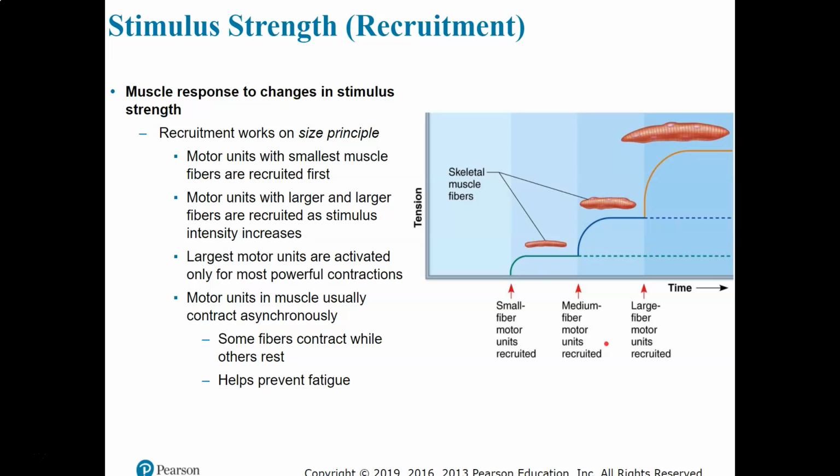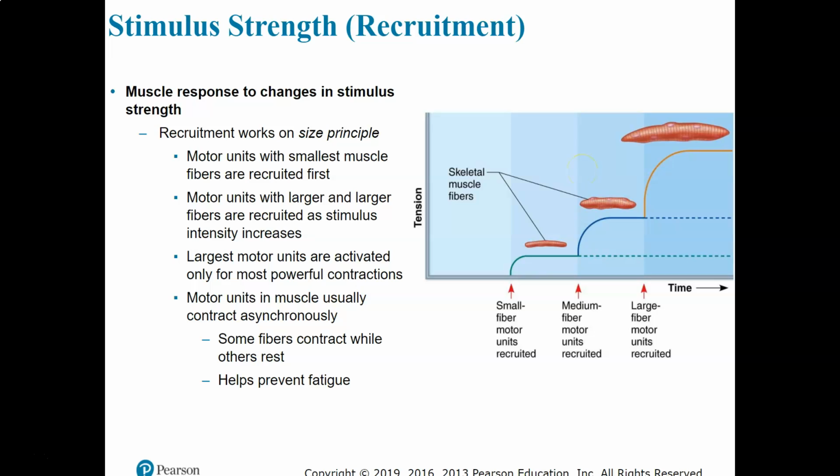Recruitment works on the size principle. We tend to recruit the smallest fiber motor units first, and then we recruit larger motor units. So that makes sense. If less force will get the job done, use the smaller fibers. Only recruit the bigger, more energetically intensive fibers once you keep working on it and need to generate more and more tension. So first, the smallest muscle fibers are recruited. Then, as we increase stimulus, larger and larger muscle fibers become recruited.